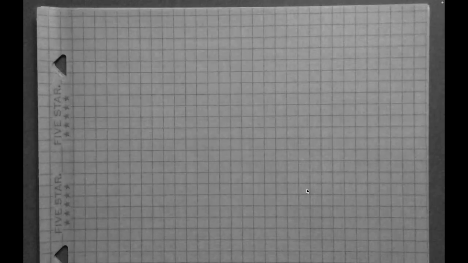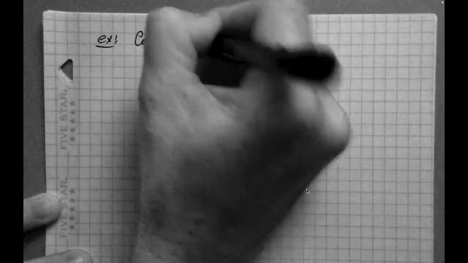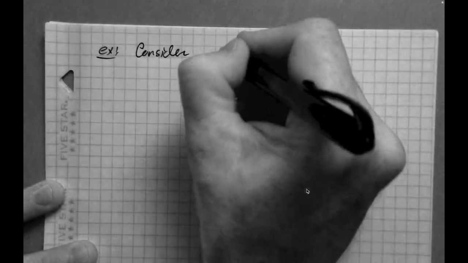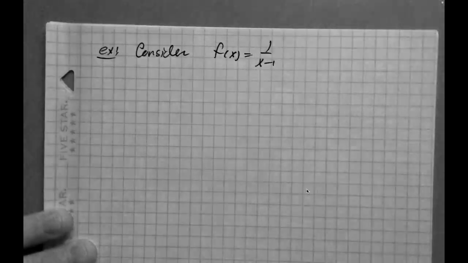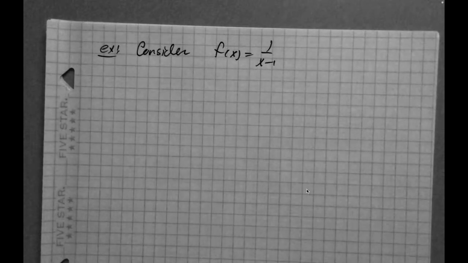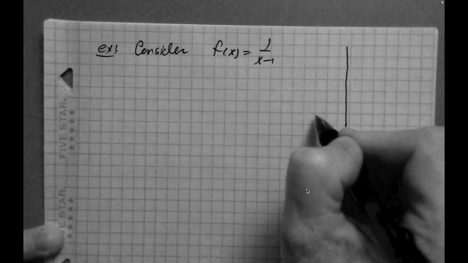So let's take a look at some examples and kind of try to get comfortable with these things. So let's consider the function f of x equals 1 over x minus 1. So we know that this function has a vertical asymptote at x equals 1, right? We just know that because we can look at it.